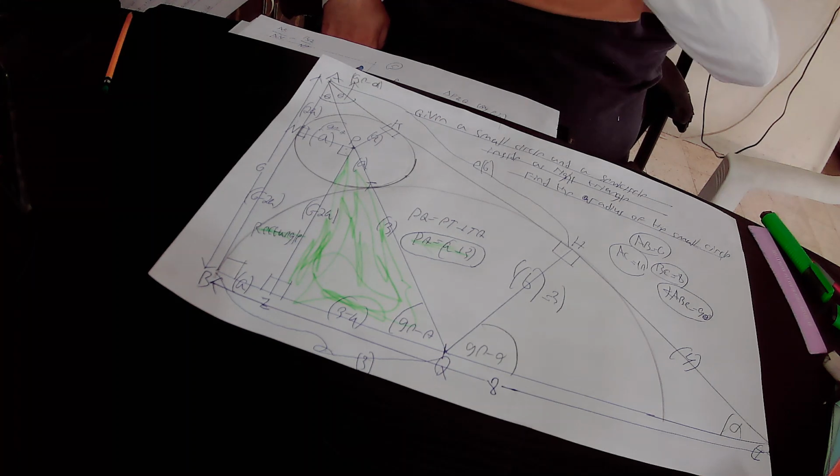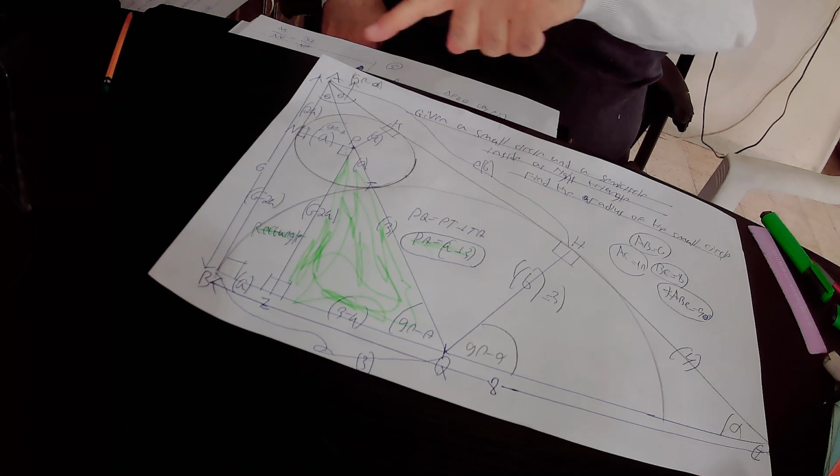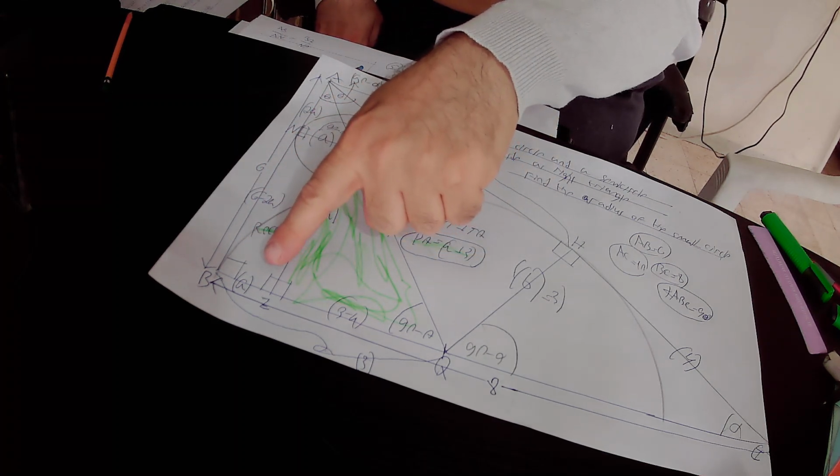But we also know that the opposite sides of a rectangle are equal to each other. So in rectangle NPBZ, side NP must be equal to the opposite side BZ. But NP equals a, therefore BZ must also be equal to a.